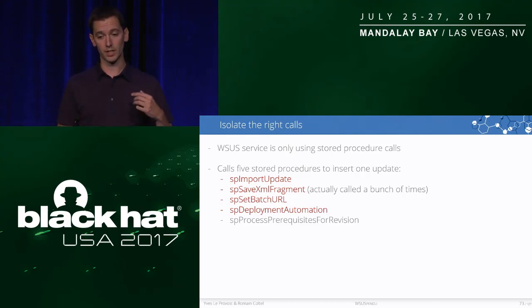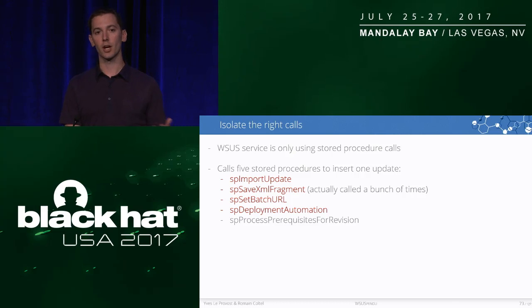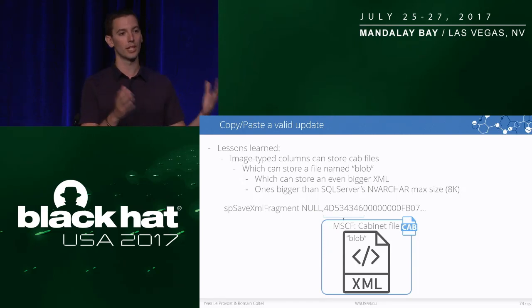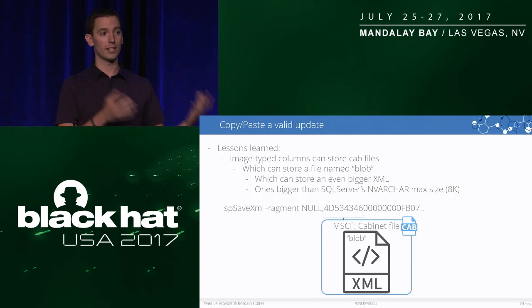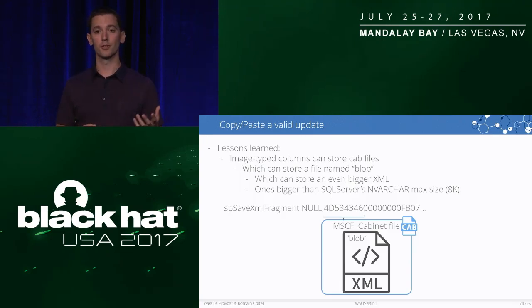The third one is to link update metadata to the binaries, so that you have the link: when the update is approved, the binary will get downloaded. And the fourth is to run the automatic approval rules that you have just after inserting the new updates. So here we have the four calls. We try to get these calls for a valid update and try to modify the valid update to have a fake one. The first thing we encountered at this step is that Microsoft is actually using image-typed columns to store binaries. So when you grep into your log to modify the information, you can't grep into these columns.